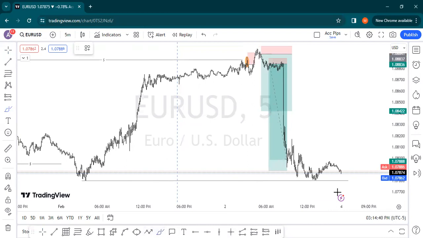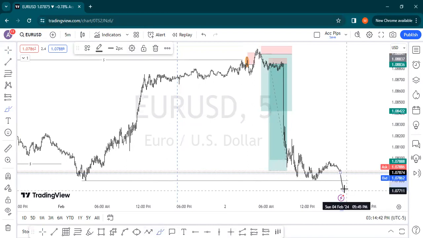So I'm expecting price to sweep this low, okay? Then give us a chop. We get an inducement, okay?